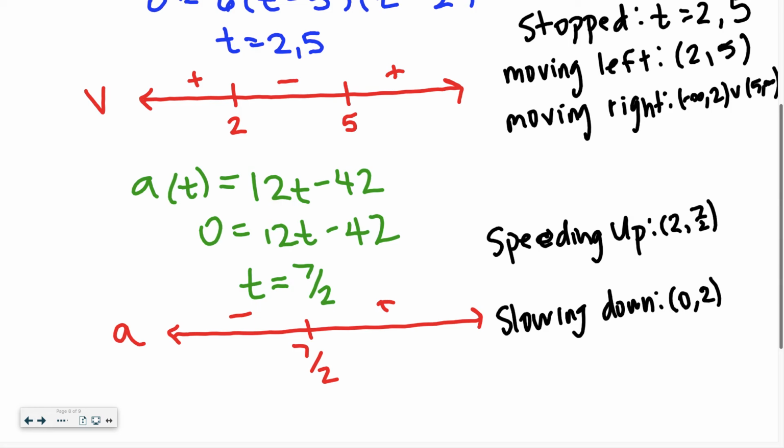At 7/2, though, our acceleration changes. So from 7/2 up until 5, we have negative velocity but positive acceleration. So we are going to be slowing down from 7/2 to 5. Okay? But then at 5, we change to positive velocity. So now we match up positive velocity, positive acceleration. So from 5 and beyond, we are going to be speeding up.